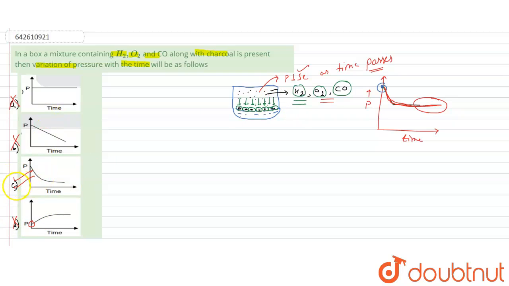So we are left with the correct option, that is option C, in which pressure is decreasing not linearly, and after a certain point it becomes almost constant. So option C will be the correct answer. Hope this answered your question.